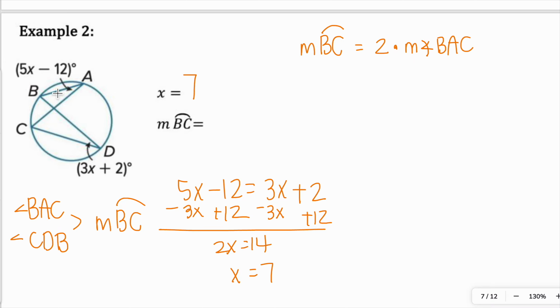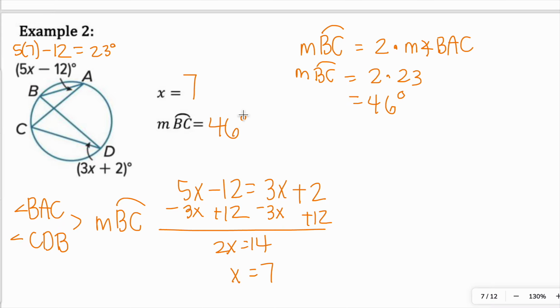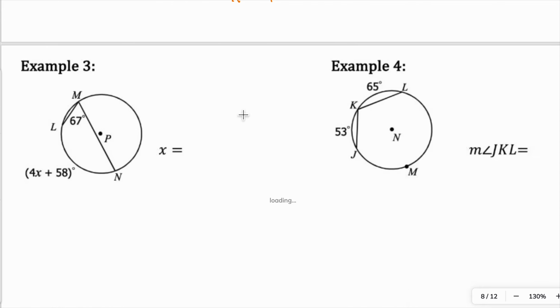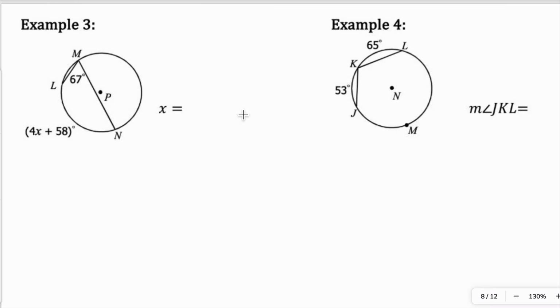BAC is 5x minus 12, so I'm going to just plug in the 7 here. 5 times 7 minus 12 is going to give me 23 degrees. So the measure of BC can be found by taking 2 times 23, which is going to give me 46 degrees. Okay? Flipping it over on the back, now we're going to see a few more different examples.